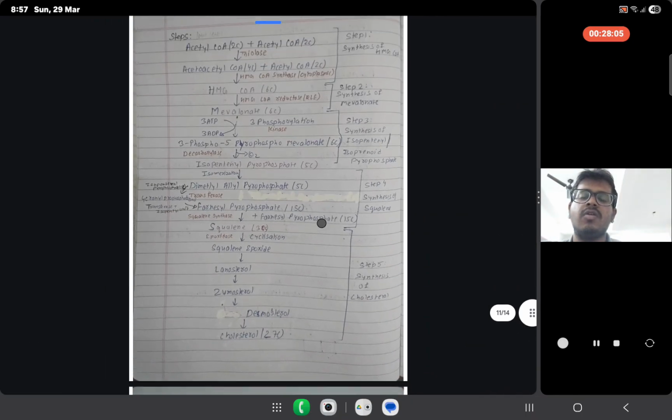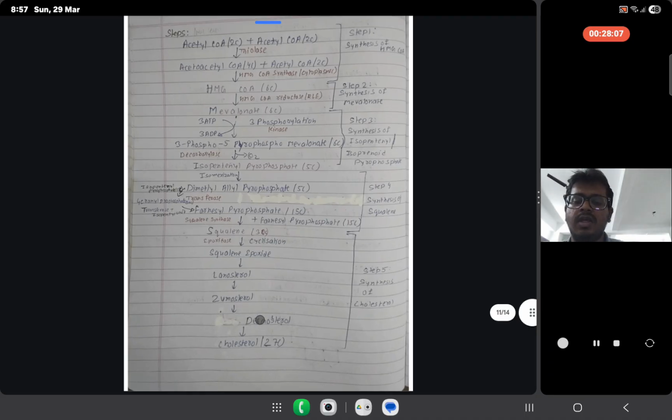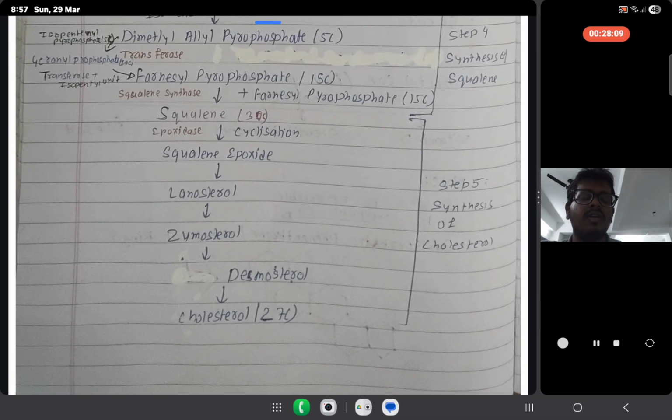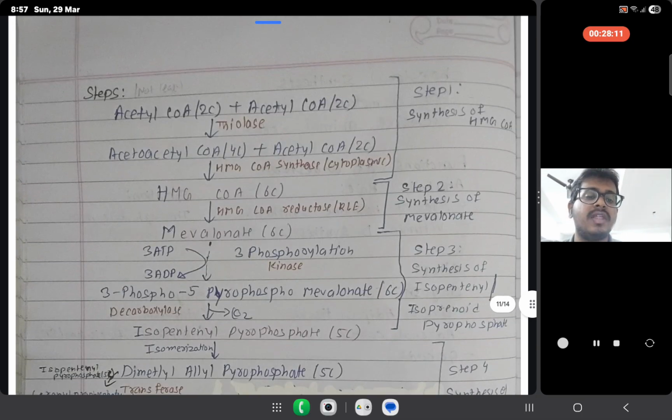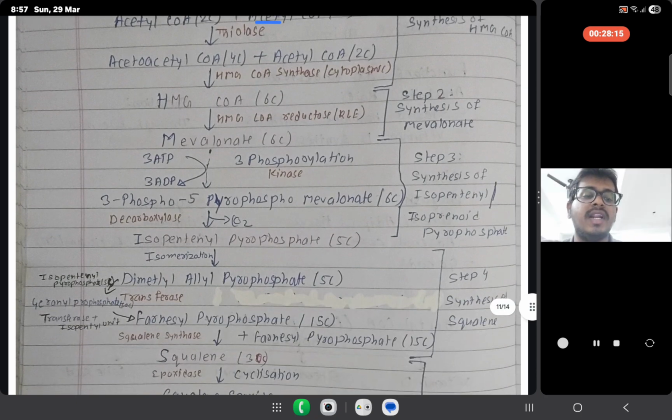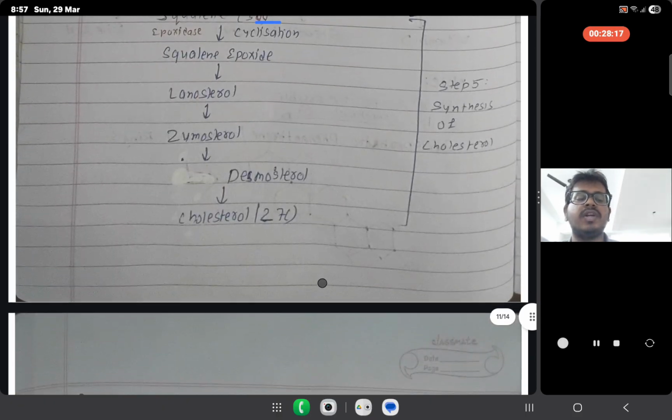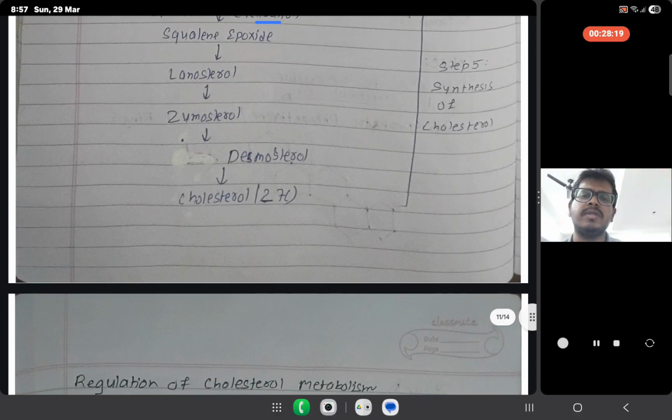This is obviously lengthy, but you have to understand how it is formed. First step is HMG coenzyme A synthesis, second is mevalonate, third is isopentenyl, fourth is synthesis of squalene, fifth is synthesis of cholesterol, that is a 27 carbon compound. Cholesterol is how many carbon compound? Tell me. 27 carbon compound.